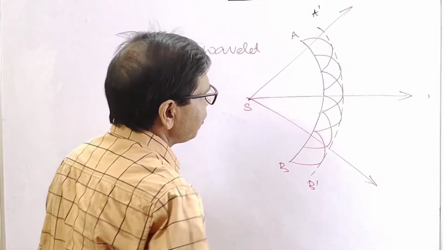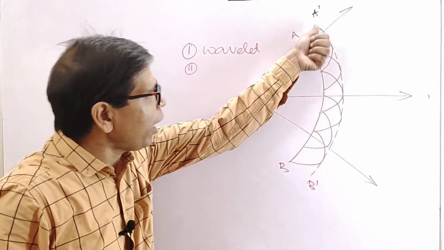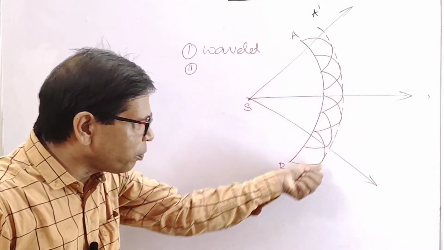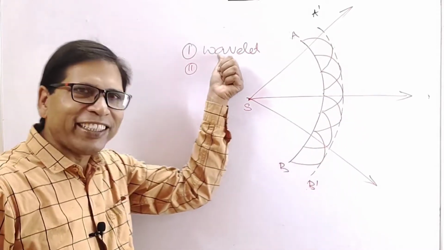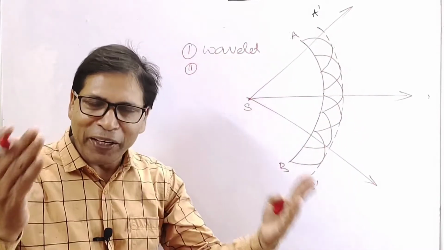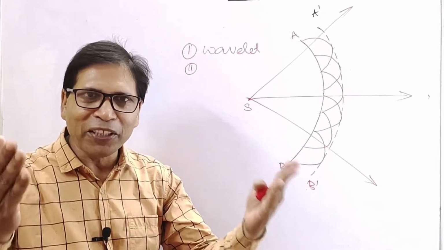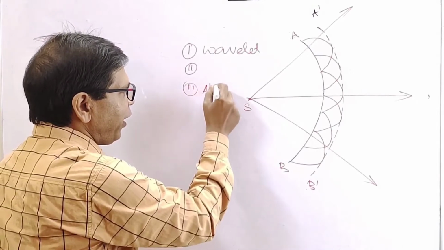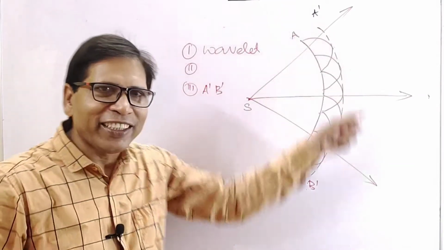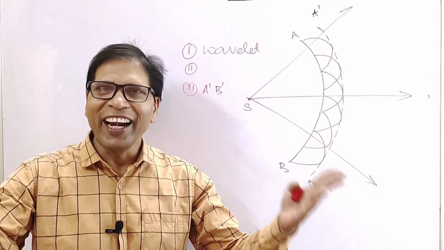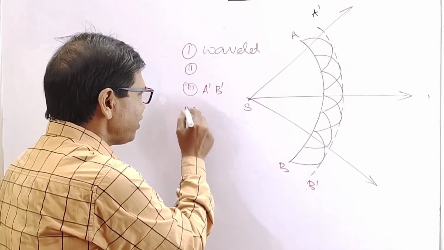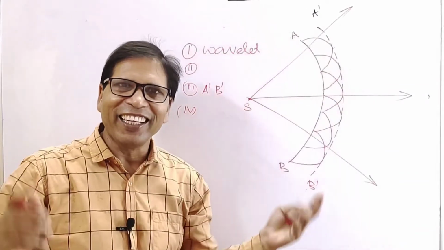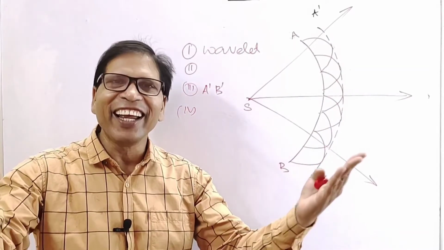Now number 3: the envelope drawn from the front portion of the wavefront produced by secondary sources represents the final position of the wavefront. Look at this, number 3, A'B' is the final position of the wavefront. And number 4, there is no wavefront behind the line AB. Understood? Next, the laws of reflection with the help of Huygens' principle.